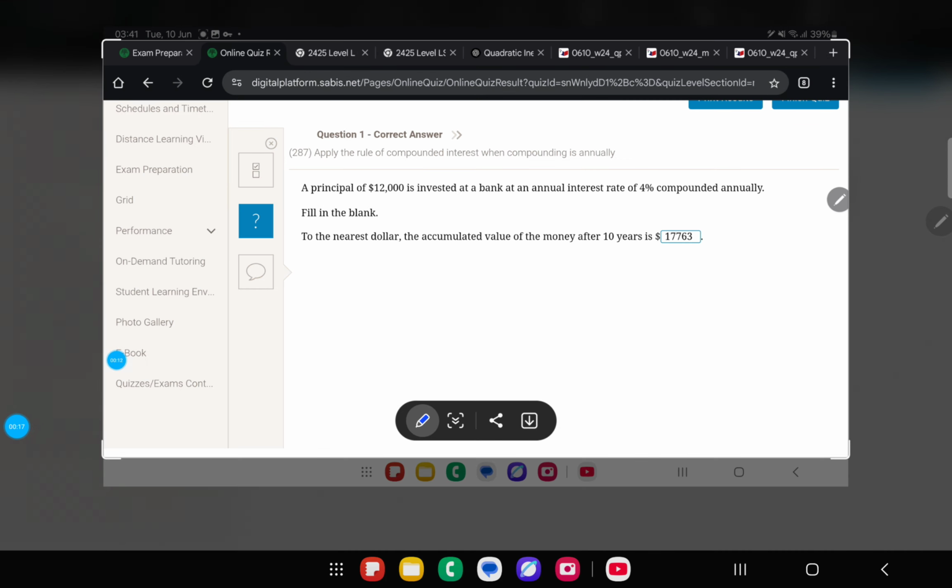A principal of $12,000 is invested at a bank at an annual interest rate of 4% compounded annually. Fill in the blank. To the nearest dollar, the accumulated value of the money after 10 years is what? Okay, so what we're gonna do, they're asking for annual interest rate, right? Compounded annually, yearly, right? So what does that mean? You're gonna use this rule. P times 1 plus x over 100 to the power of t.